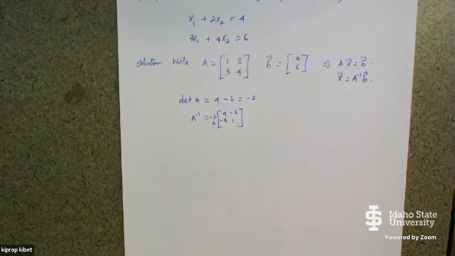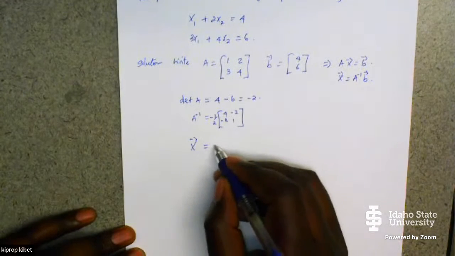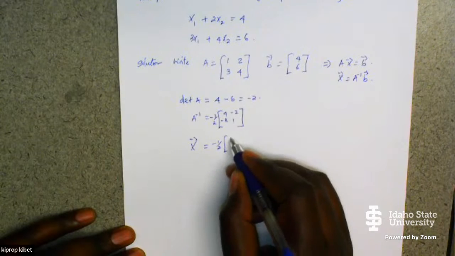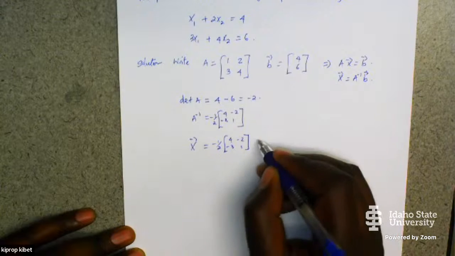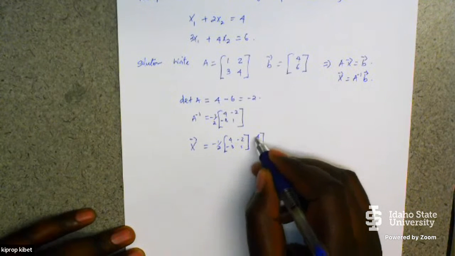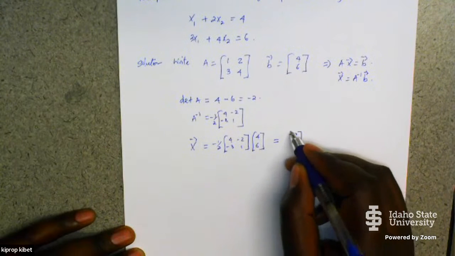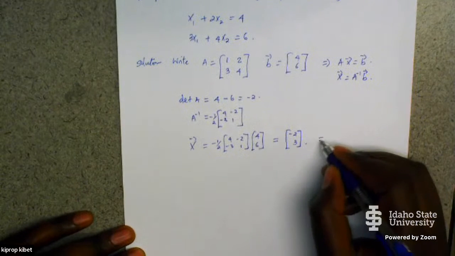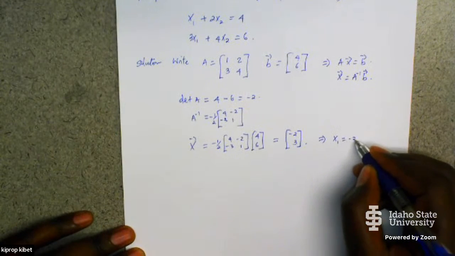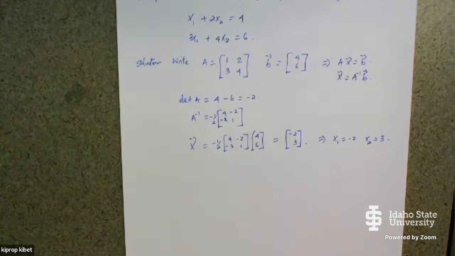So basically our X equals A inverse, which is minus 1 over 2, 4, minus 2, minus 3, 1, multiplied by 4, 6 there. And what you should get is minus 2 and 3. So then x1 equals minus 2 and x2 equals 3.